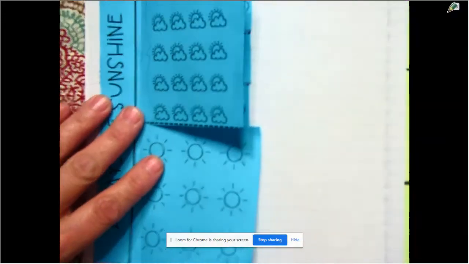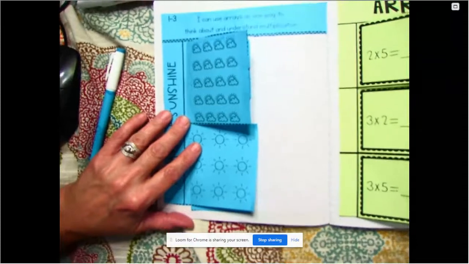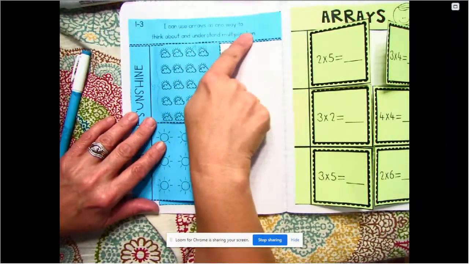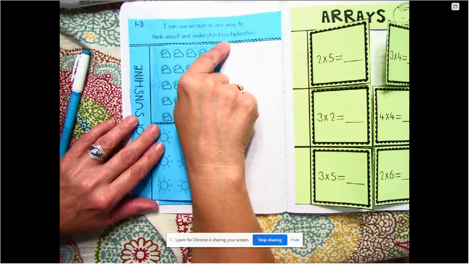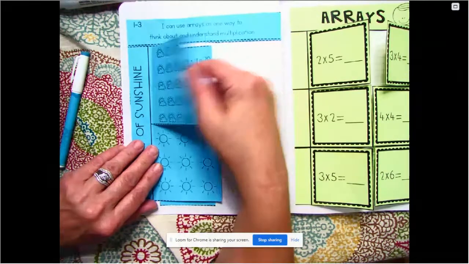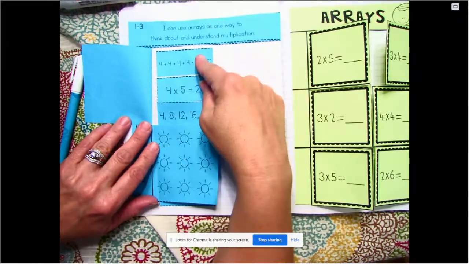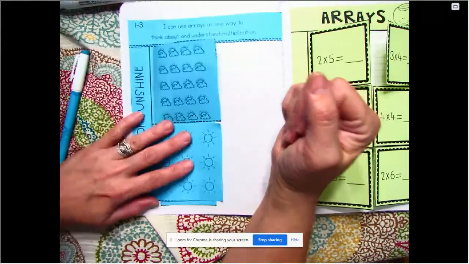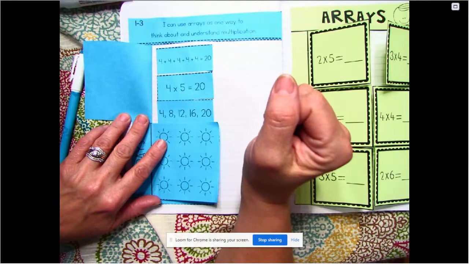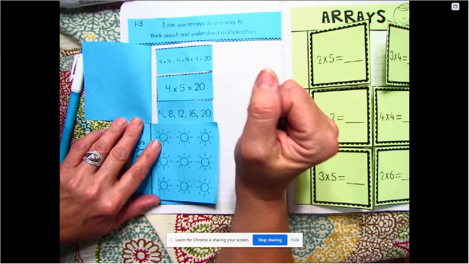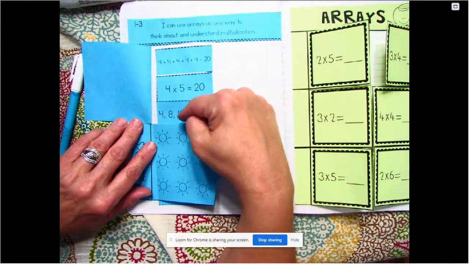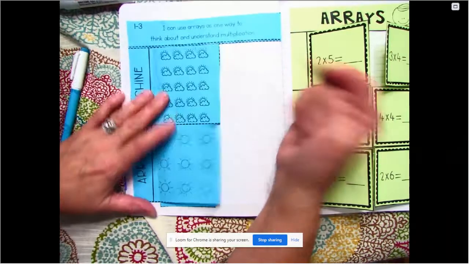So it should look like Lesson 1.3, I can use arrays as one way to think about and understand multiplication. So we have this array, a 5 by a 4 array, but we wanted to look at repeated addition, 4 plus 4 plus 4 plus 4 plus 4. Boy, that's a tongue twister for me. Why is that? 4 groups of 5 and 4, 8, 12, 16, 20. So that works. That goes with that one.